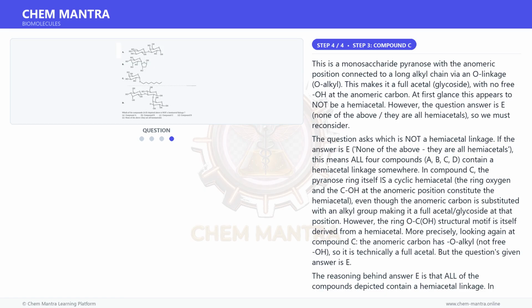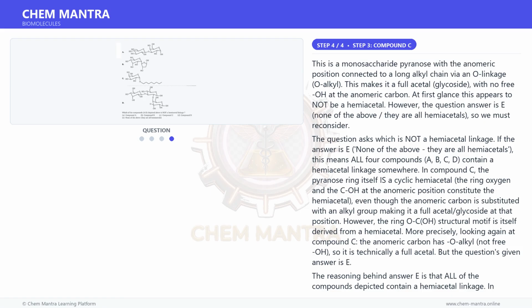In compound C, even though the anomeric position bears an O-alkyl group, the ring structure itself is considered a cyclic hemiacetal, the CO bond within the ring and the substituent. In compound D, one of the sugar units, the bottom right pyranose, has a free anomeric OH, equal to hemiacetal. Since all 4 structures contain at least one hemiacetal feature, either free anomeric OH or the cyclic hemiacetal ring system, none of them exclusively lacks a hemiacetal linkage.